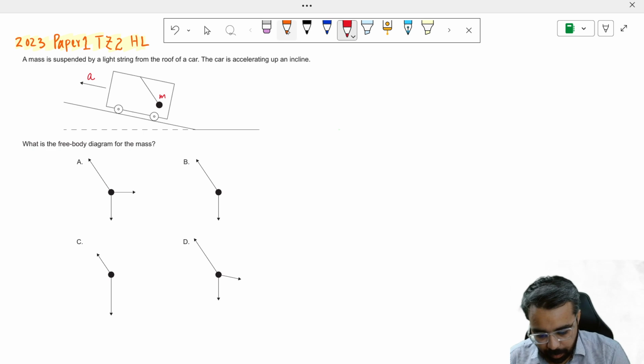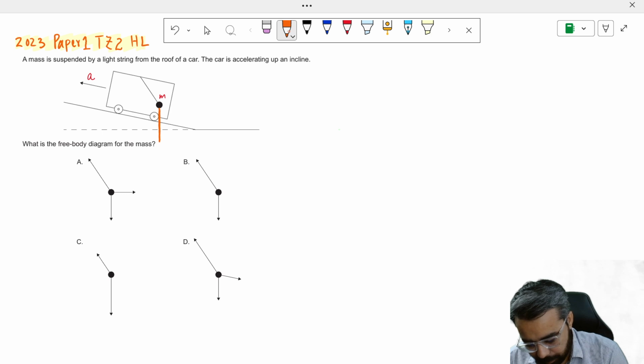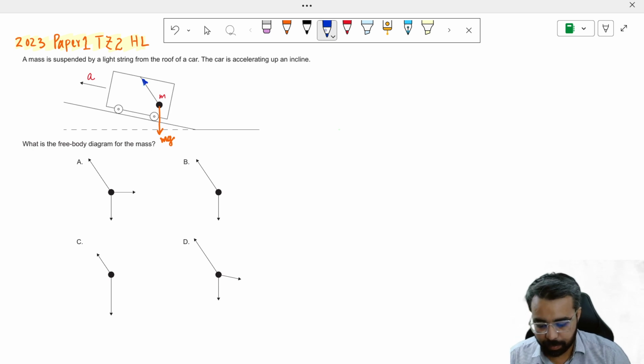So there are only two forces. And what are those two forces? The one should be the weight of this mass, and the other one should be the force of tension, because it is attached with the string or the rope, and due to this there is a force of tension. There's no third force exerted on it.